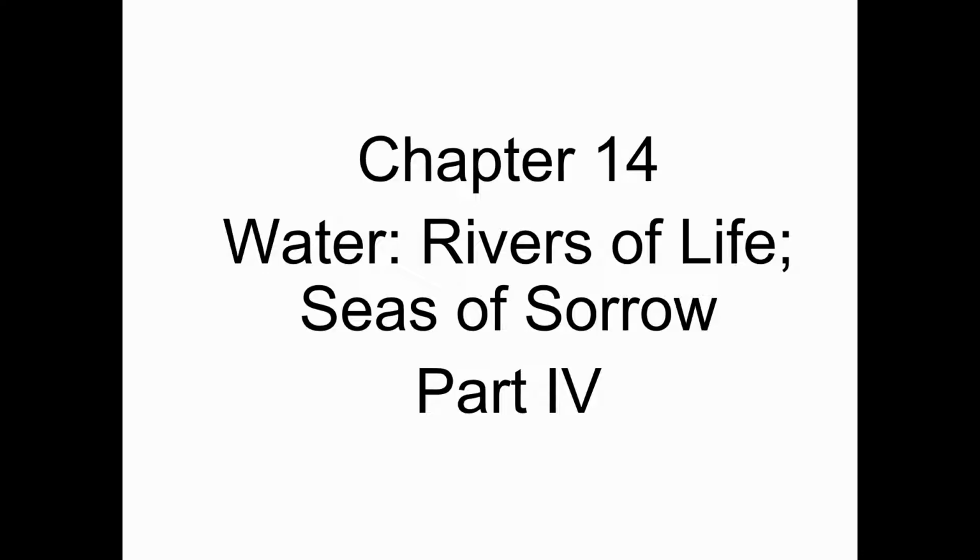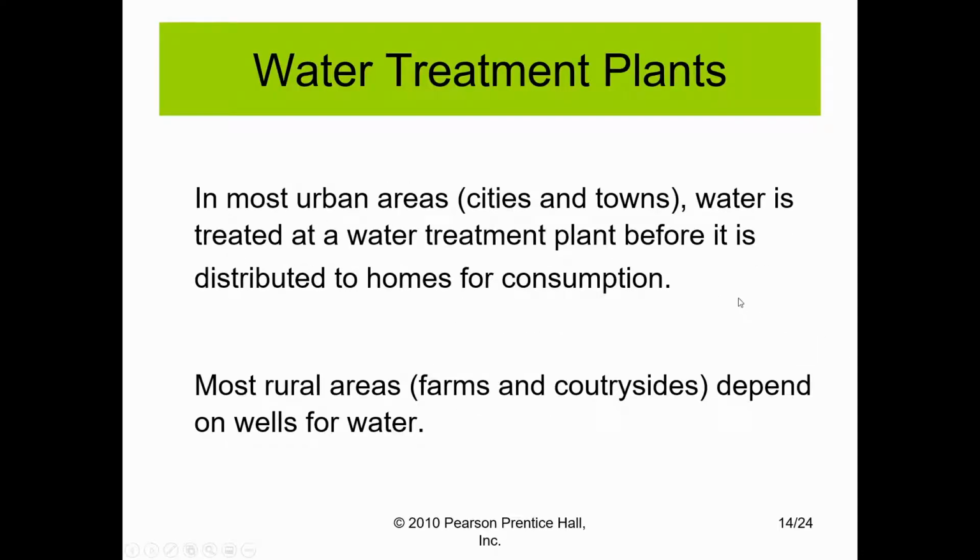In this video, we will cover the last section of Chapter 14. In most areas, water is treated before it's distributed for consumption, especially in urban areas, in cities and towns. Water is acquired from a natural source like a lake, river, or stream, and then treated to make sure that it's adequately pure and free from pollutants so that it can be consumed.